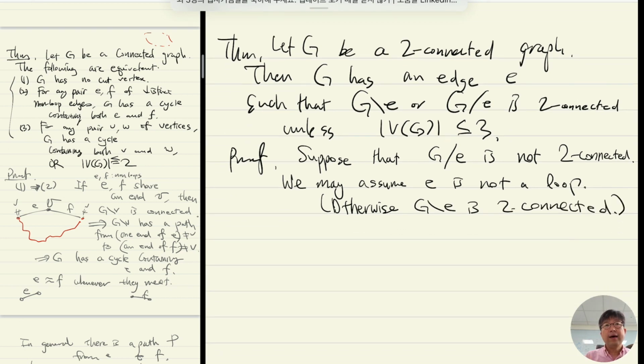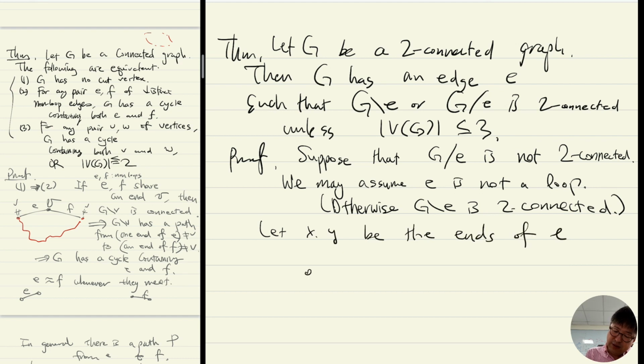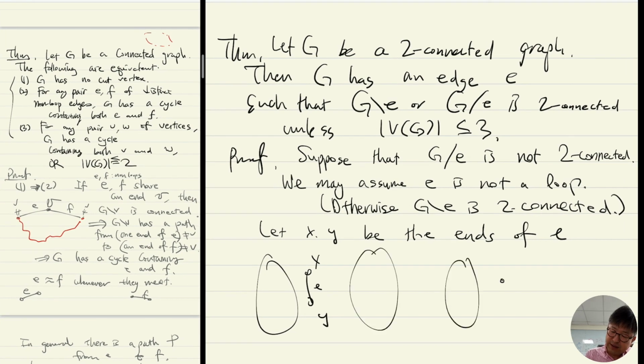All right, so that means, let's say x and y be the ends of e. So what used to be like this, right? I mean, I know that this is G contract e. You have more than one component, right? And when you go back, it looks like this.